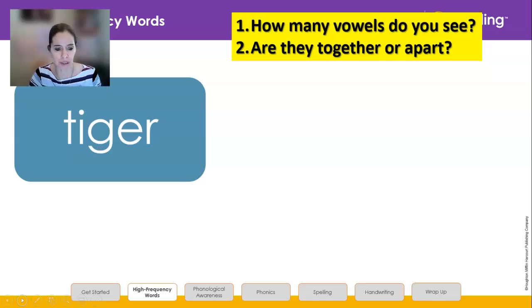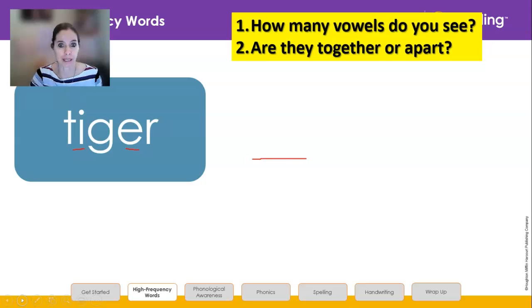So with my word, I'm going to do that here. I'm looking at the word. I ask myself, how many vowels do I see? In this word, I see 2 vowels, and then I ask myself, are they together or apart? I know that if I see 2 vowels and they're apart, I should have 2 syllables.